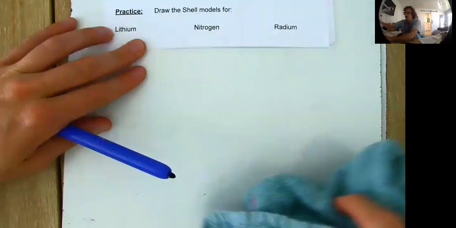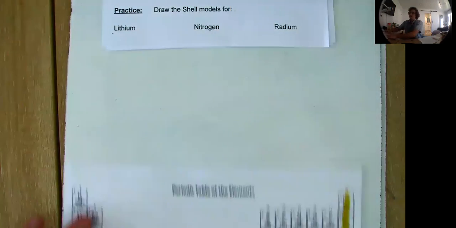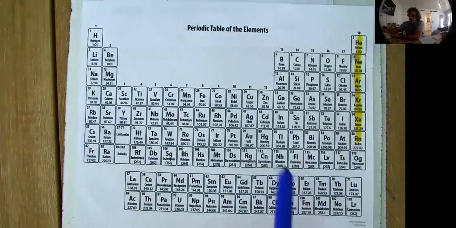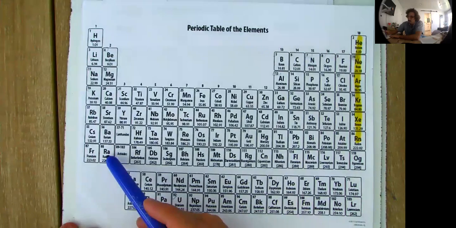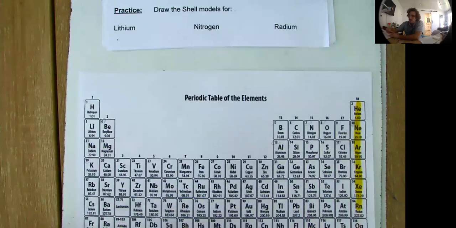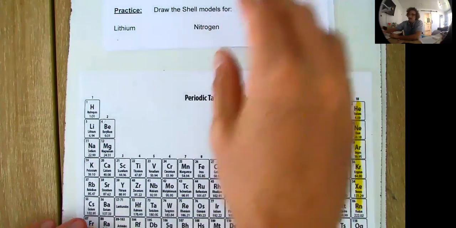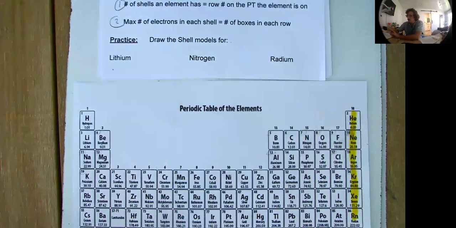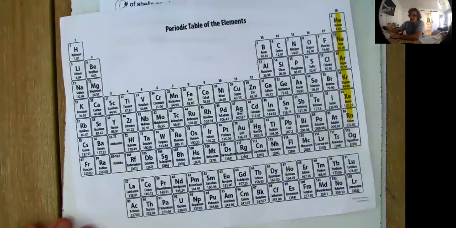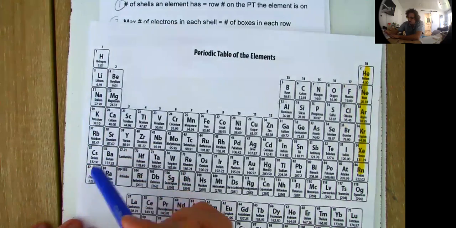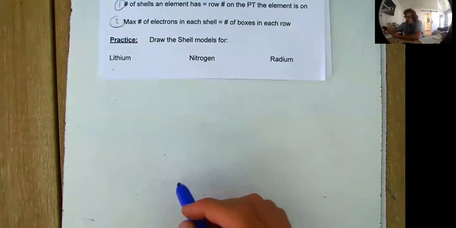Radium. Where's radium on the periodic table? Oh my gosh, this one's difficult to find. There it is, way down here. So step number 1, the number of shells an element has equals the row number on the periodic table the element is on. So radium is way down here. So how many shells is that? That's 1, 2, 3, 4, 5, 6, 7. Oh man, this is gonna be really obnoxious.